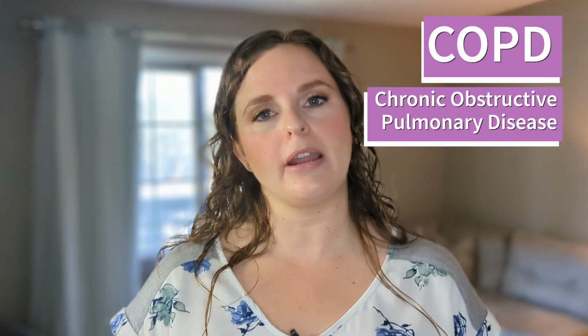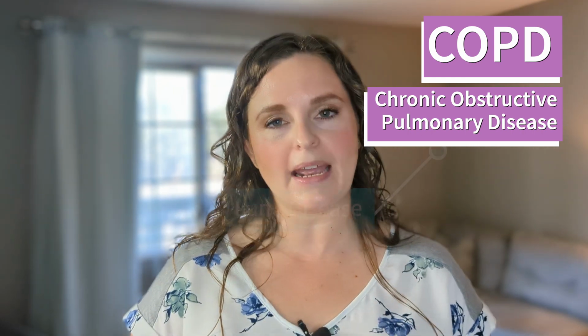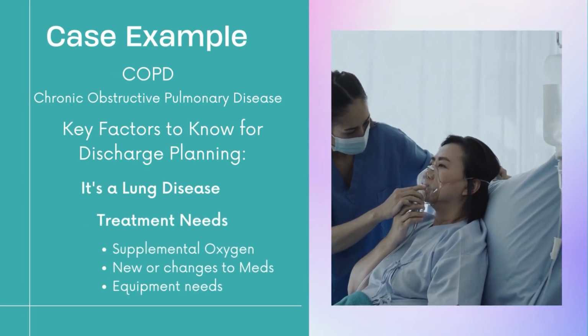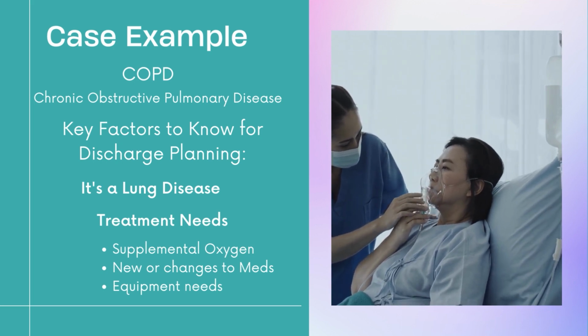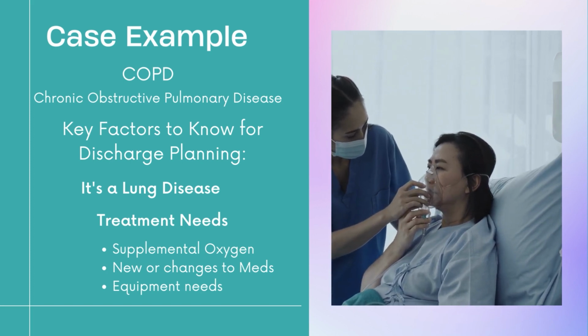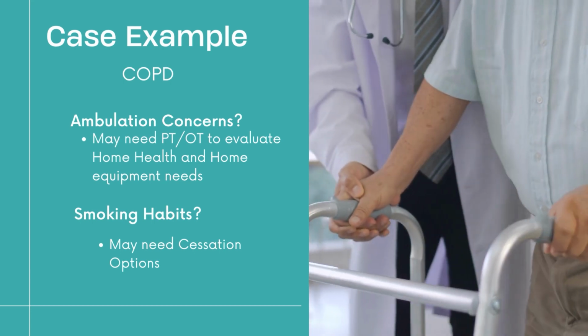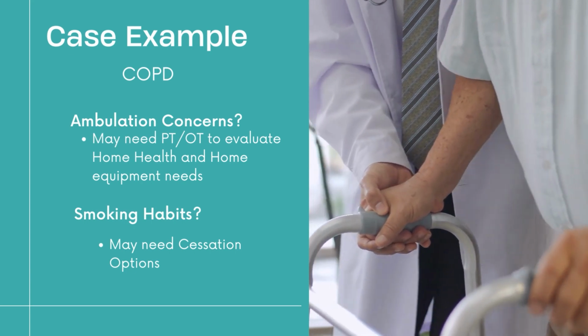For example, you might have a patient that gets admitted with COPD exacerbation. COPD stands for chronic obstructive pulmonary disease. And key factors to understand about that would be knowing that it's a lung disease and understanding the treatments that go along with the lung disease. For example, that patient might need supplemental oxygen, they might need medication changes, new medications, or they might need a nebulizer machine. Other factors to think about might be maybe they have difficulty with ambulation, so they might need physical therapy or an occupational therapist to evaluate them to determine if they need certain equipment at home, or if they need home health care.